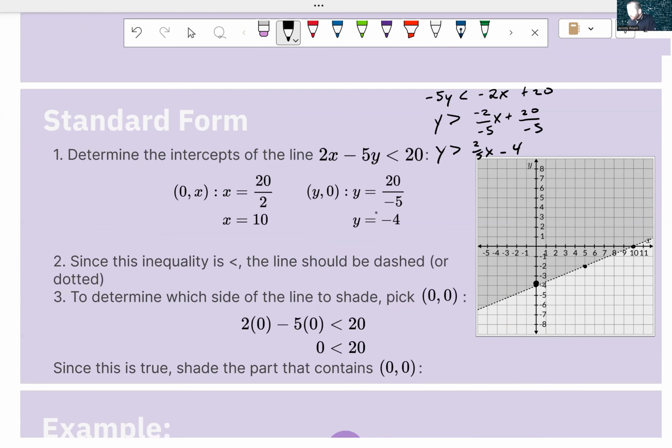And all we have to do, again, to find the y-intercept is we plug in 0 for x. So when we plug in 0 for x, we get negative 4. When we plug in 0 for y, we get 10. And so the intercepts are going to be on where the dotted line is. So we use when it's equal to it.